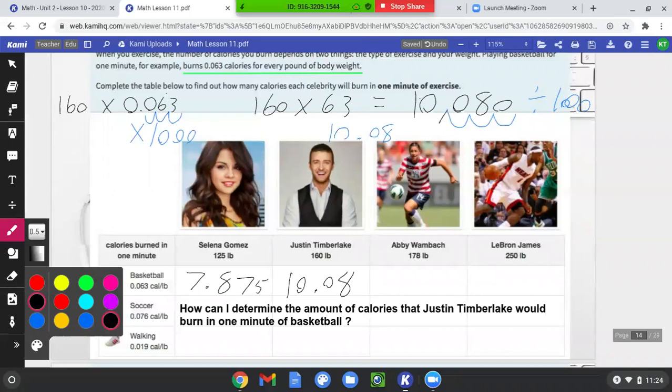Notice he burned more than Selena. Selena only burned 7 and he burned 10. Why is that? That is because he weighs more. The more you weigh, the more calories you are going to burn per minute. They are playing the same amount of basketball. The only thing that's different, the only variable that is changing between these two is their weight.